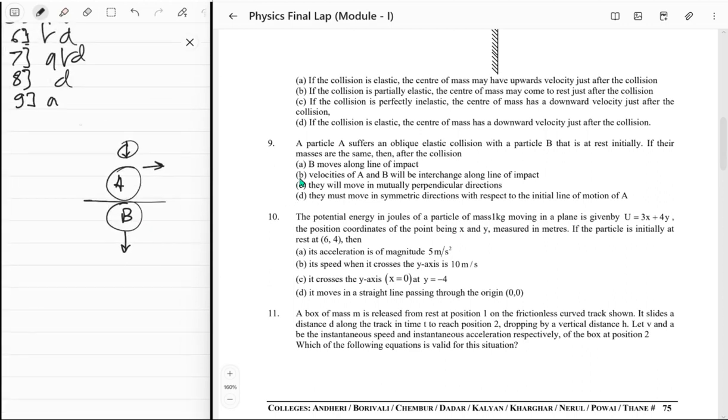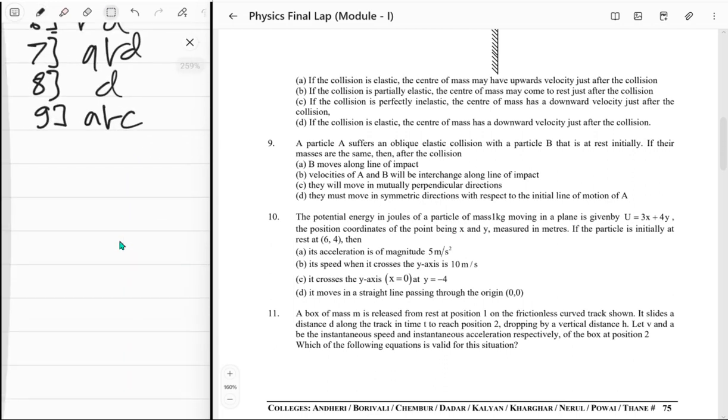What else is there? Velocities of A and B will interchange along line of impact. Yes, you can say that, but what will you do with this? You won't include this? I guess maybe you can say B. Okay, they will move in mutually perpendicular directions. Yes, so C is correct. And they will move in symmetric direction with respect to the initial line of motion of A. No, I can't say symmetric from anything.